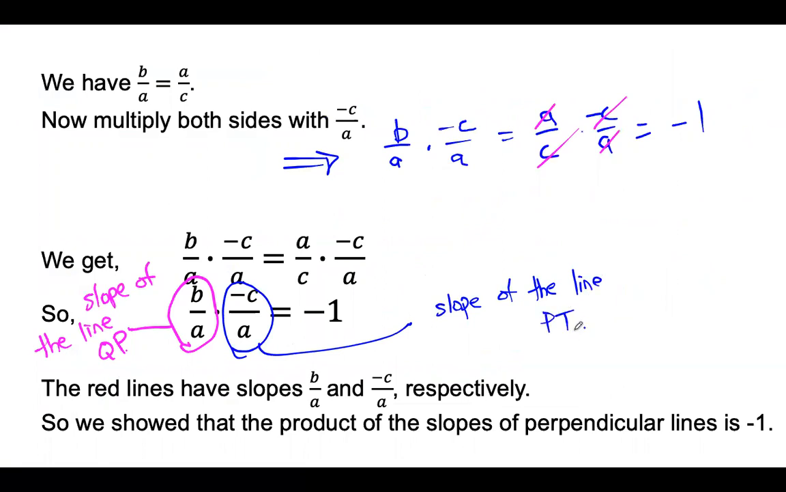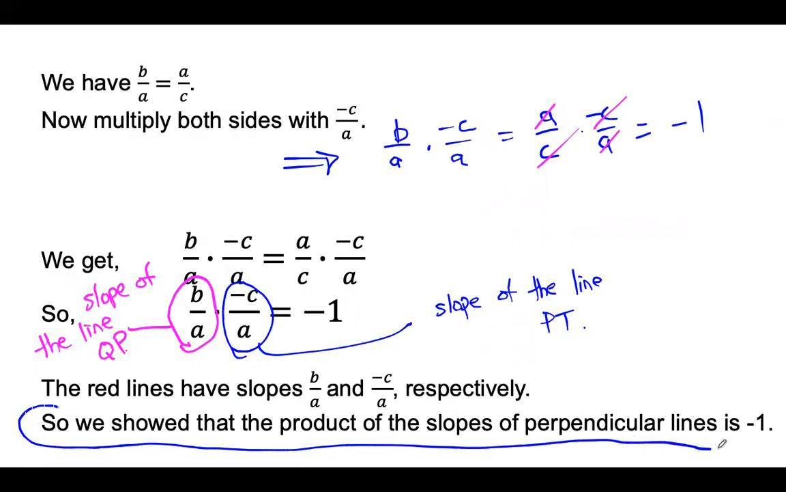So if you have two lines and they're perpendicular, and you know the slope of one line and you know the slope of the other line, you multiply those slopes and it's equal to -1. So essentially, we showed that the product of the slopes of perpendicular lines is equal to -1. Good. We did a little proof here.